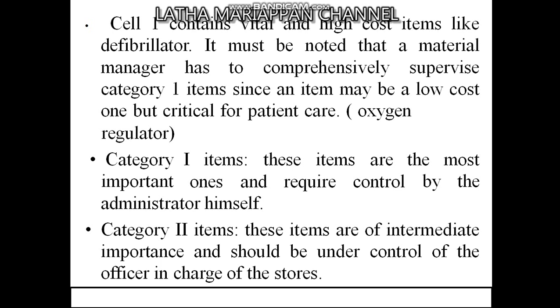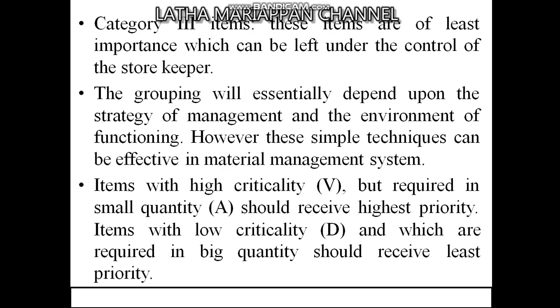For category 2, these items are of intermediate importance and should be under the control of the officer in charge of the store. Category 3 items are the least important, as I said, so you can give the control to the supervisor or the storekeeper. For category 1, an educated person is required to supervise those items. For category 2, a medium level person is enough. For category 3, low level management is enough.